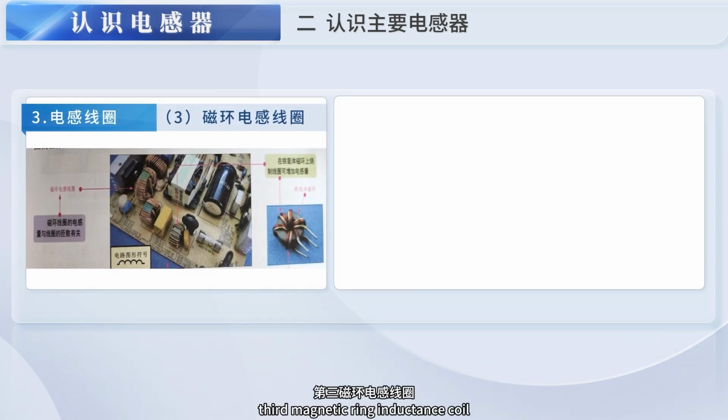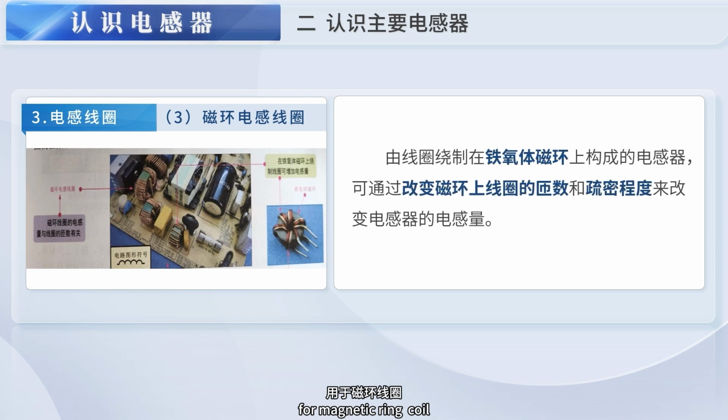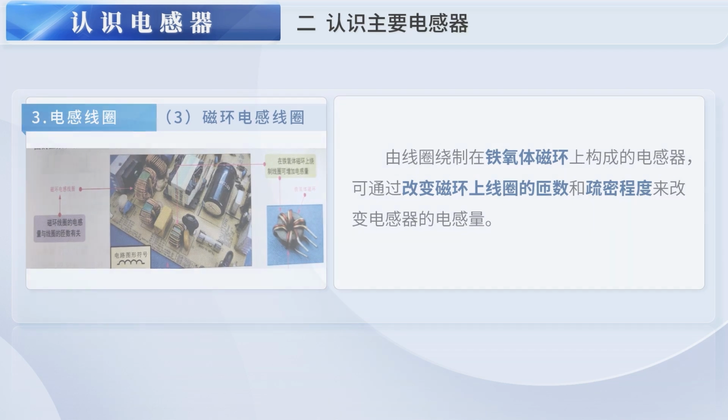Third, the magnetic ring inductance coil. For a magnetic ring coil, the coil is wound around a ferrite ring. By changing the number of turns and the density of the coil, the inductance of the inductor is changed.